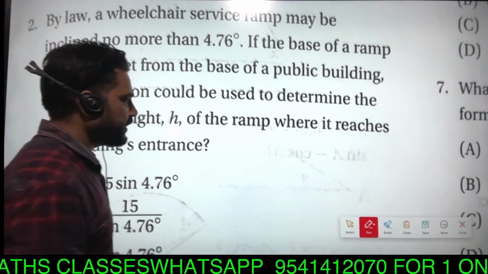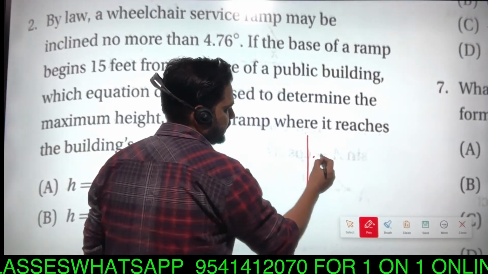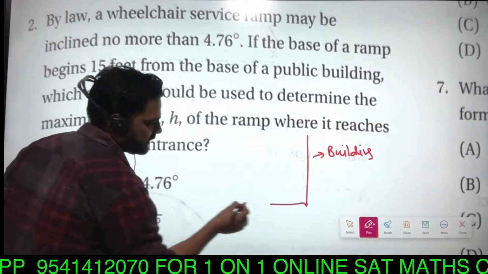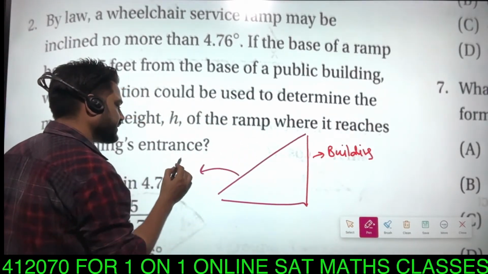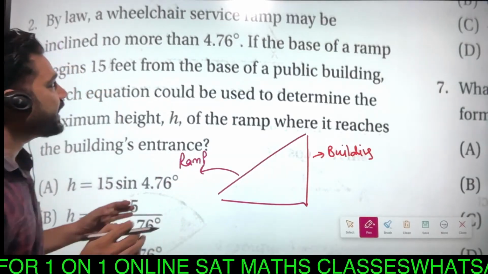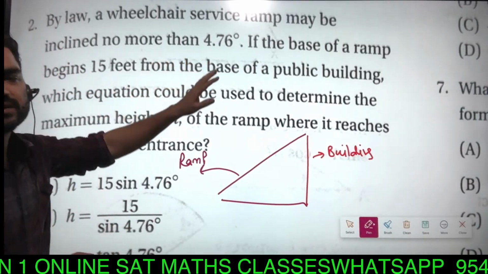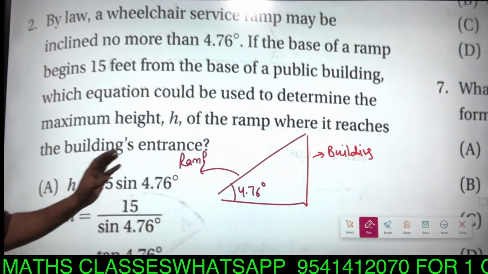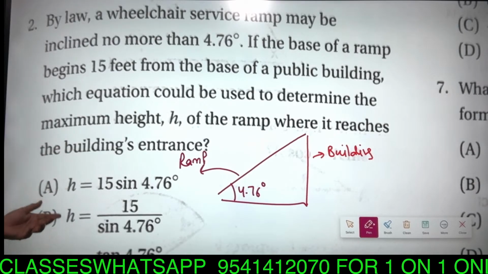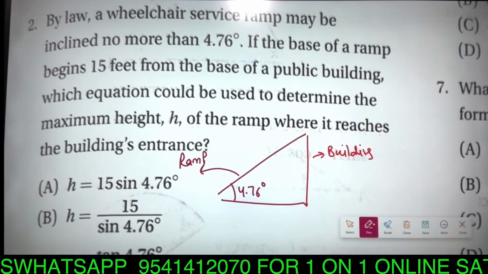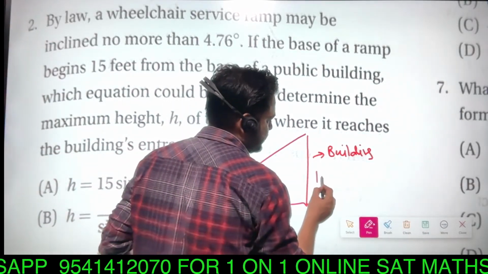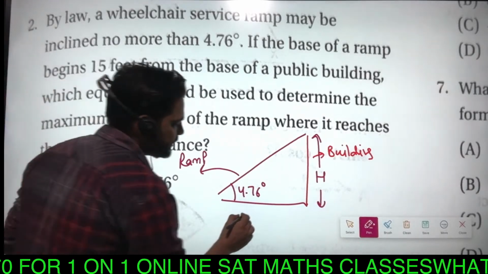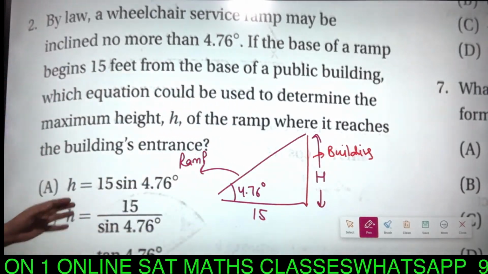Okay, so suppose we have a building. In this building a ramp is being made. Suppose this is the ramp. This is the building and this is the ramp. They are saying that the angle cannot be more than 4.76 degrees, so 4.76 degrees is the maximum angle of the ramp. Now we have to find the maximum height h, the height of the ramp. Let's say this is the maximum height h. The base is given: the base is 15 feet away from the building.